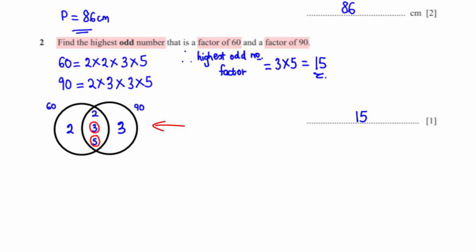2 times 3 gives us 6, which is not an odd number. 2 times 5 gives us 10, which is not an odd number. 3 times 5 gives us an odd number, which is also the highest number. And so our highest odd number factor is 15.